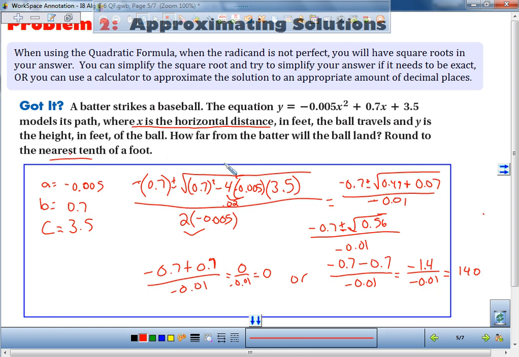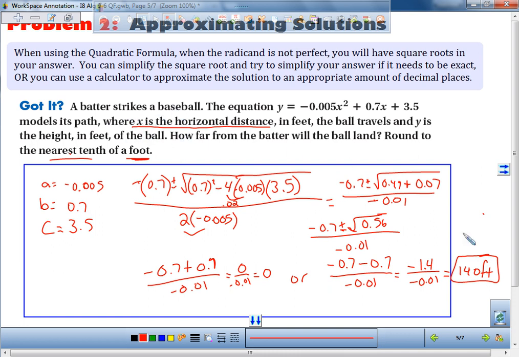Okay, now it's labeled in feet, so we say 140 feet. Now, which of the two makes sense for the problem? Well, of the two, we're not going to have a distance of 0 when the batter actually hits the baseball.